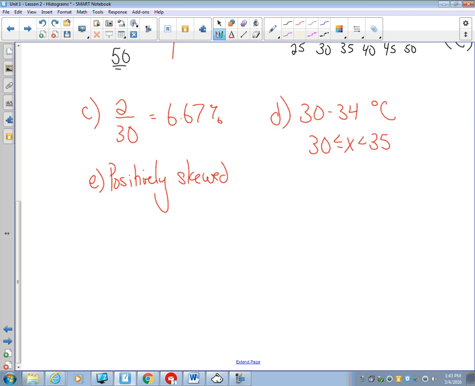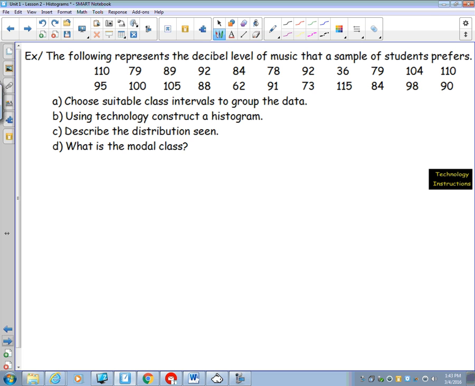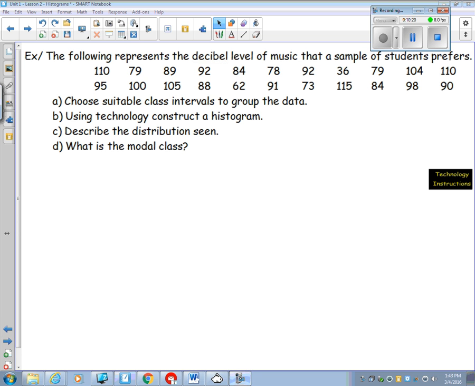There's that example done. Now that's not hard to do. There's nothing complicated about that, but it's time consuming, right? So we want to try and use technology in this course to save us a little bit of time. So we're going to use our graphing calculators for this next part.